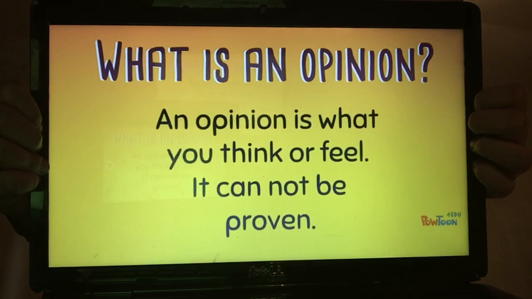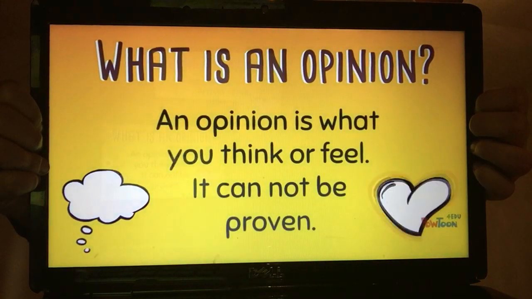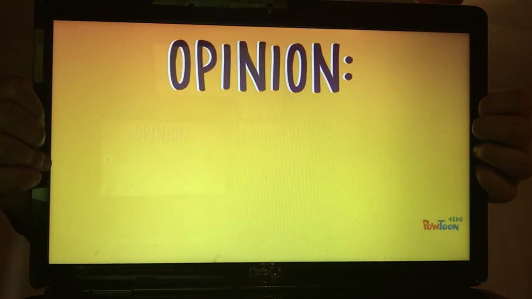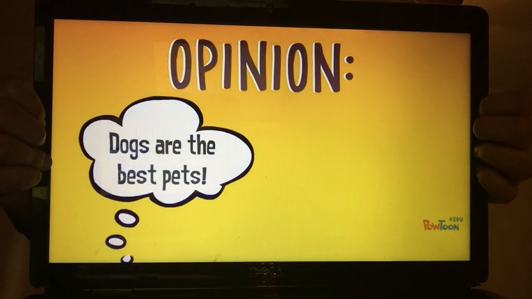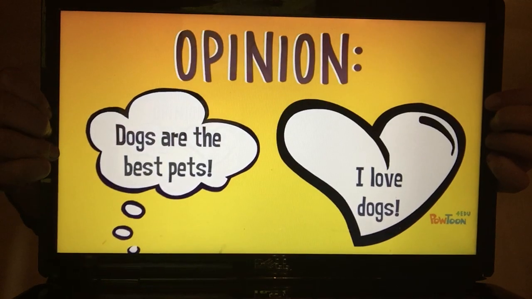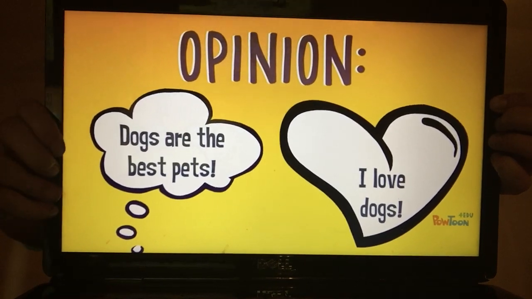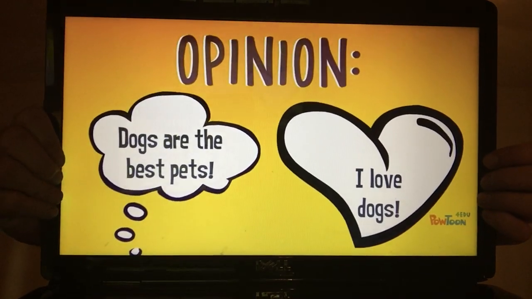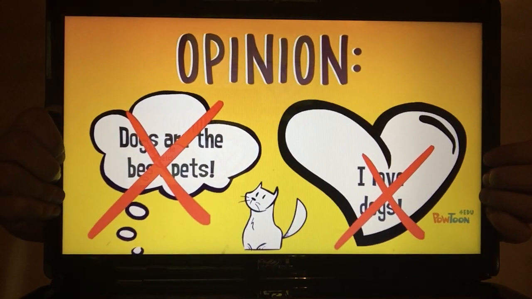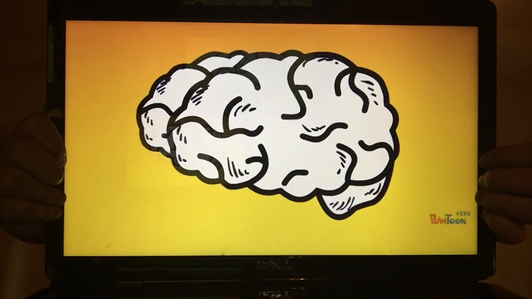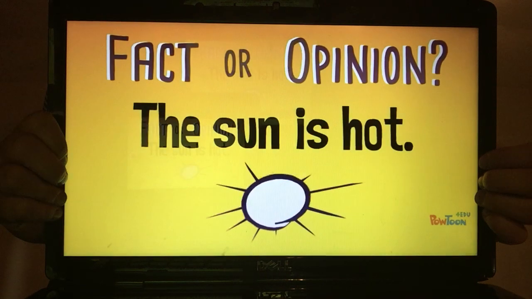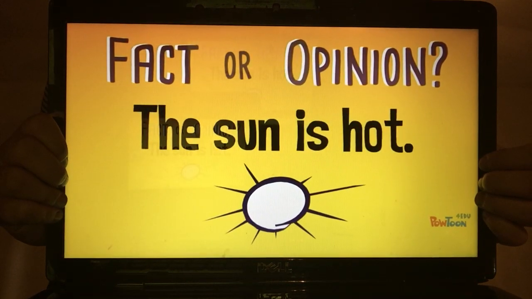What is an opinion? An opinion is what you think or feel. It cannot be proven. Here's an example of an opinion. Dogs are the best pets. That's what I think. I love dogs. That's how I feel. But these are just my opinions because someone could say, no way, cats are the best pets. Let's see what you learned. Fact or opinion? The sun is hot.